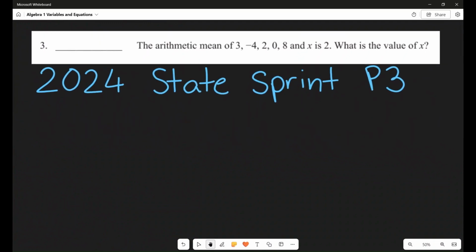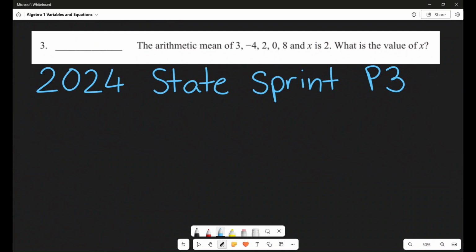So this is the 2024 State Sprint Problem 3. And the question says the arithmetic mean of 3, -4, 2, 0, 8, and x is 2. What is the value of x? So if you don't know already, the arithmetic mean basically means you add up all the numbers and then you divide by how many numbers are in the set.